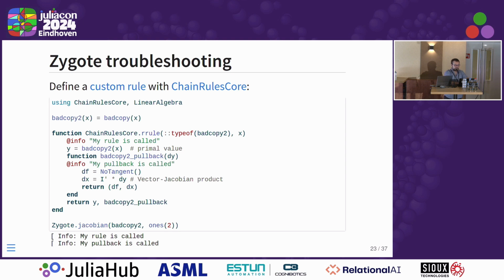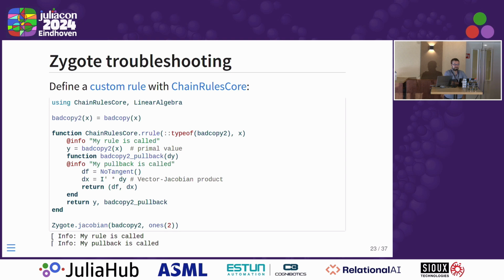And so by writing this chain rule, where you compute the value of the function, but you also give it a way to work out pullbacks in the reverse pass, then when you call Zygote.Jacobian on your new function, you see that your rule is called when it tries to differentiate through the function, and the inner pullback here is called as well twice, because as we saw, we need two pullbacks when we have two output dimensions.